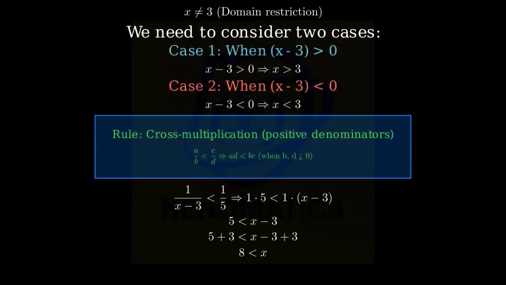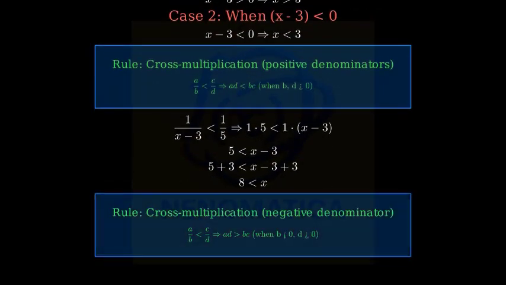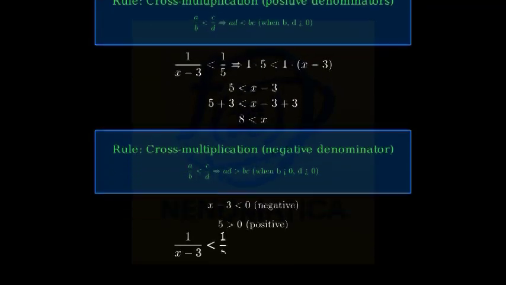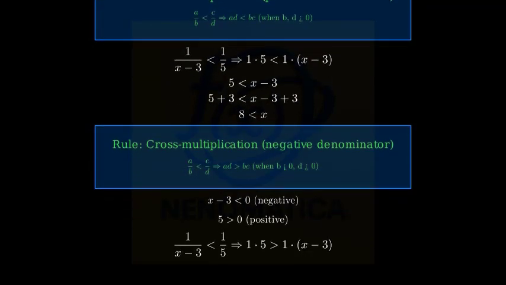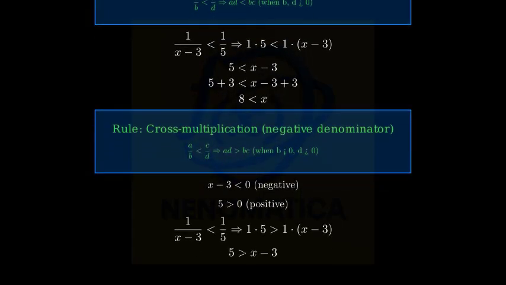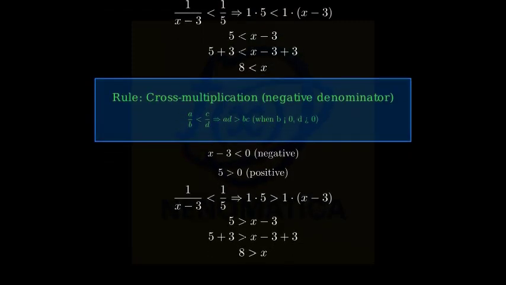Now, let's consider case 2, where x is less than 3. When one denominator is negative and the other is positive, we need to flip the inequality sign when cross-multiplying. In this case, x minus 3 is negative and 5 is positive. So we have 1 times 5 is greater than 1 times x minus 3, simplifying, 5 is greater than x minus 3, adding 3 to both sides, 8 is greater than x, so x is less than 8. Now, let's combine our results.